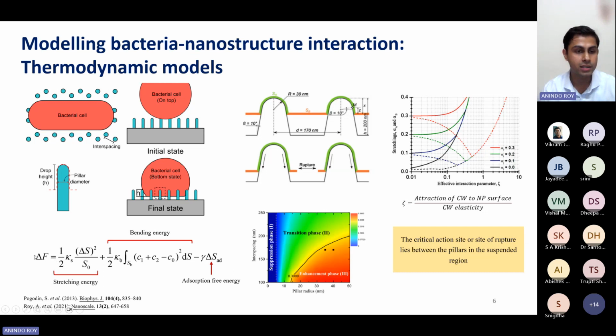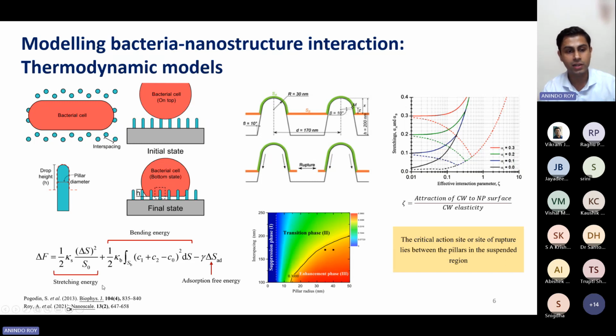So to this end, as you can see, we can calculate the change in free energy between these two states, using the idea that when the bacteria comes and sits on top of the nanopillars, there will be a tendency of the bacterial cell wall in the vicinity of the nanopillar surface to absorb onto the nanopillar surface, because bacteria by their nature seek and attach to surfaces. But while this process is happening, it will also wrap around the nanopillar, and that will stretch the cell wall, and the cell wall also needs to bend around the nanopillar.